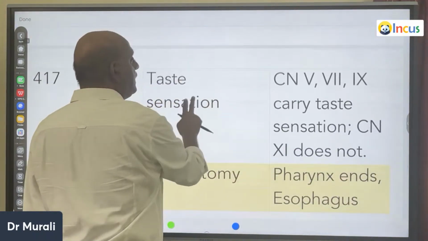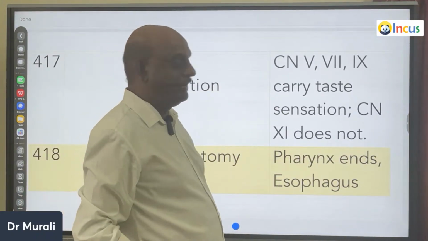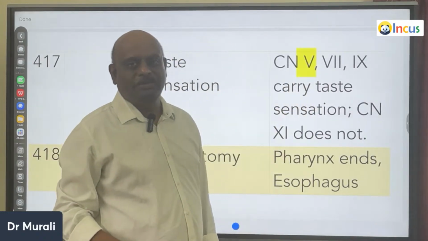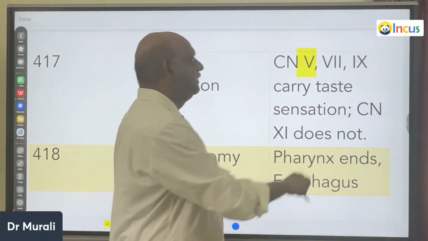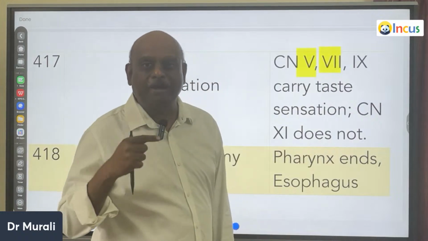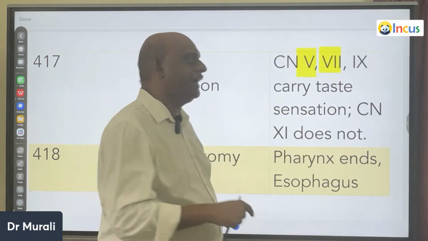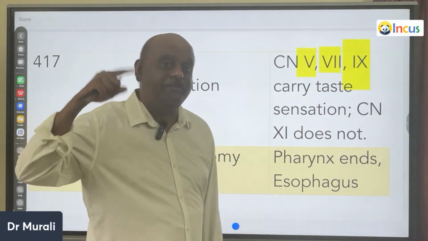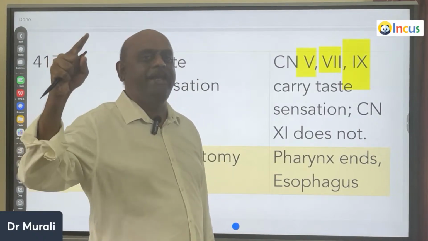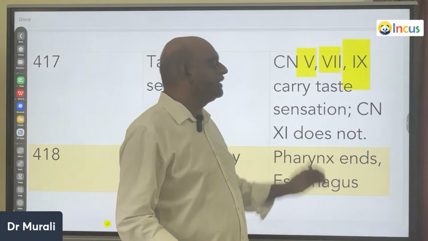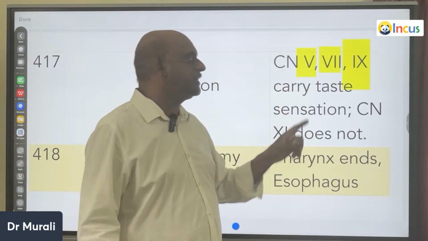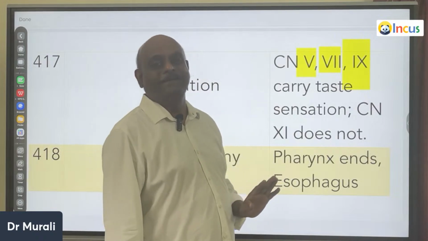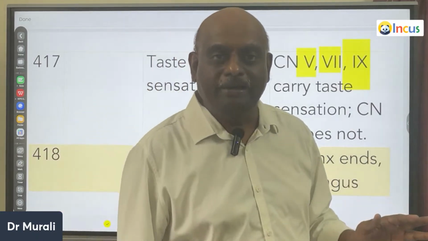Now, coming to the taste sensation, you all know the fifth cranial nerve, that is trigeminal, through the lingual branch. Seventh, with the chorda tympani, carrying from the anterior 2/3 of the tongue. Ninth, glossopharyngeal, carrying from the posterior 1/3 of the tongue. They carry the taste sensation from the tongue. So taste sensation of the tongue is decided by the 5th, 7th and 9th, the 3 important cranial nerves.